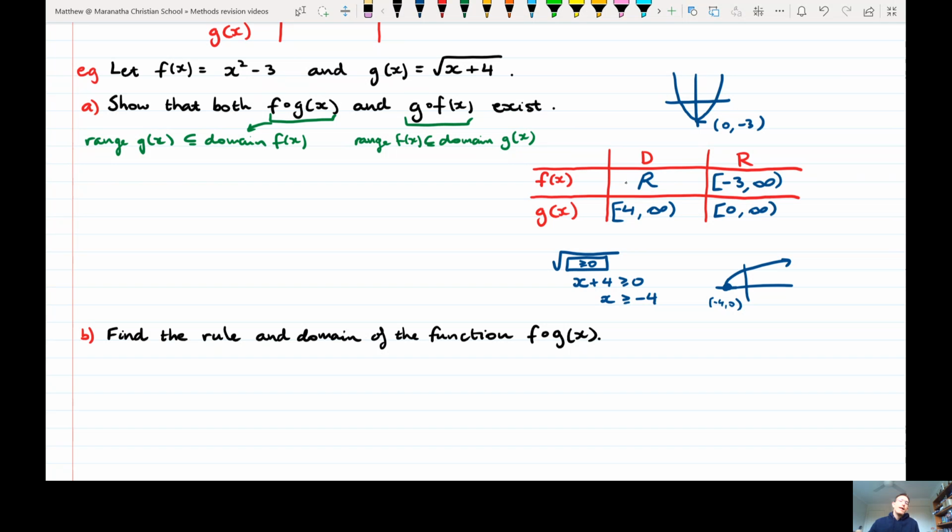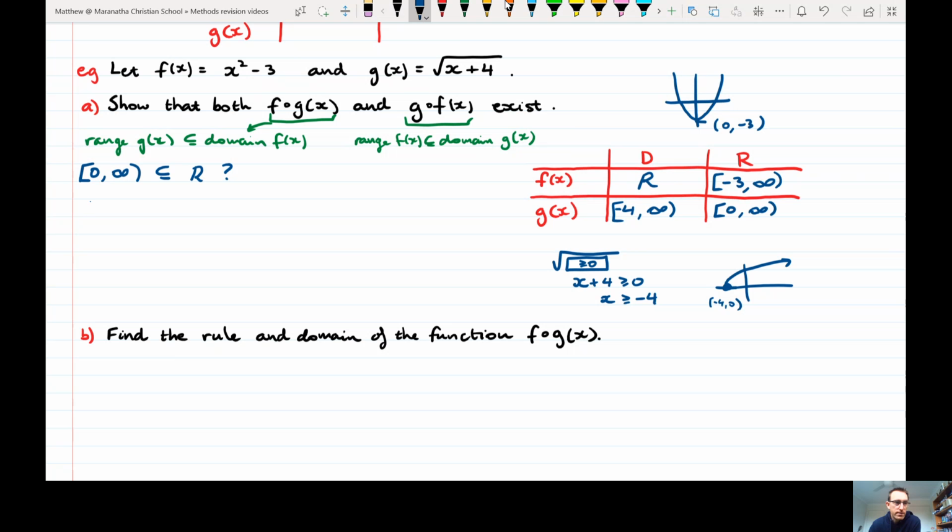Let's now check and see if the range of one is a subset of the other. So let's start with this first one. The range of g. What is the range of g? Well, you can see the range of g is 0 to infinity. Now, is that a subset of the domain of f? Well, the domain of f is all real values. So is that true? And certainly it is.